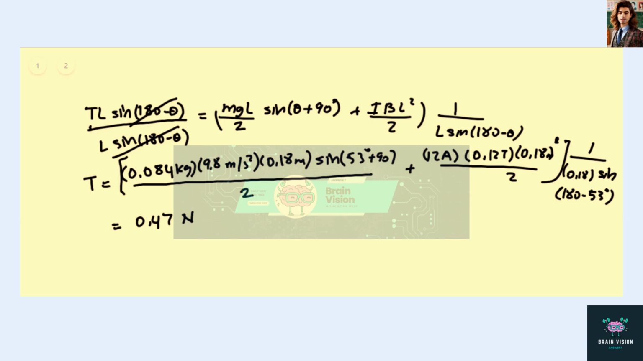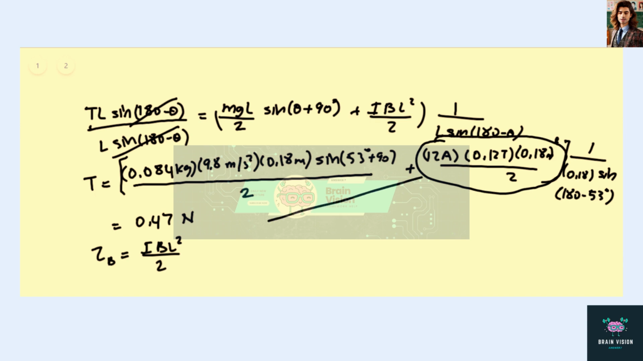Now, also in the problem, it's asked that we calculate the torque generated by the magnetic field. So it's going to be IBL squared over 2, something that we already calculated along the way. So it's basically the answer to this part. You can plug this in here. So what we're getting is something like 0.023 Newton meters for the torque generated by the magnetic field.